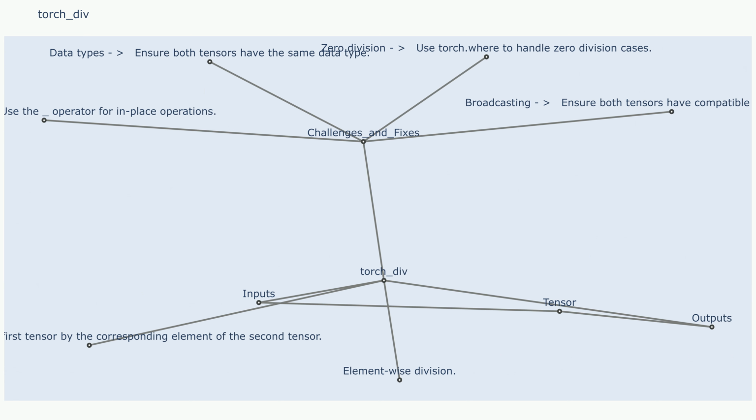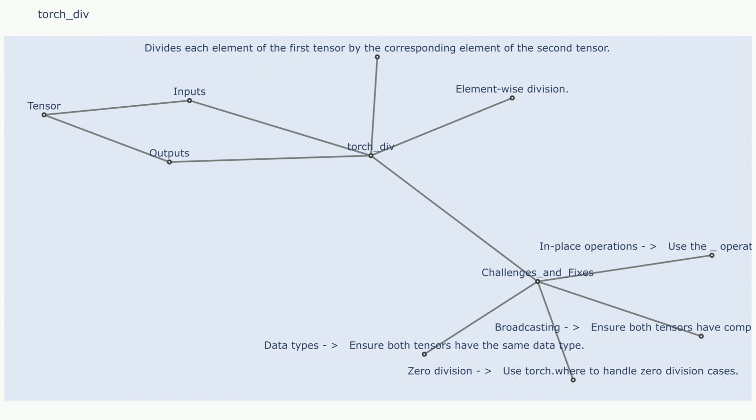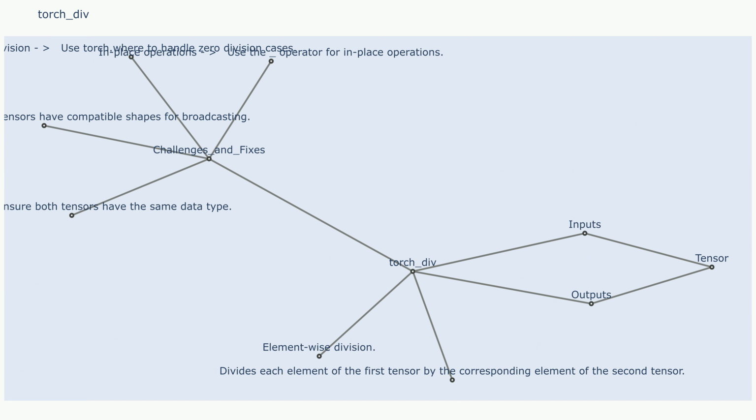Challenge 2, integer division. When performing integer division, the torch.div function returns the quotient with the floor function applied. This means that the result is rounded down to the nearest integer. Sample use case that resulted in challenge 2. Python: import torch; a = torch.tensor([5, 7]); b = torch.tensor([2, 3]); c = torch.div(a, b, rounding_mode='floor'). This will result in [2, 2].